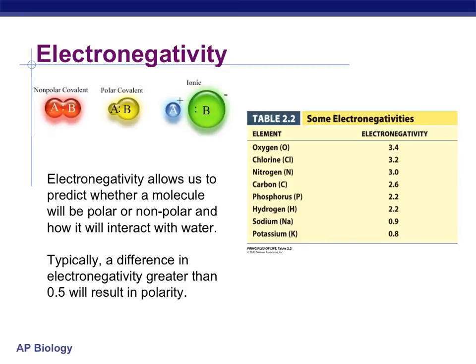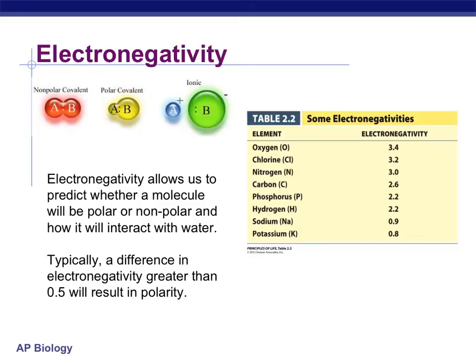And so electronegativity allows us to predict whether a molecule will be polar or nonpolar and how it will react with water, which we'll get to later. Oxygen, for instance, has a medium electronegativity, so it doesn't pull electrons all the way off hydrogen, whereas something like chlorine would. A chlorine would be so strong it'd pull electrons right off of the atom.